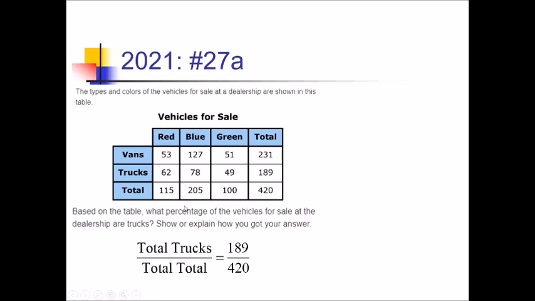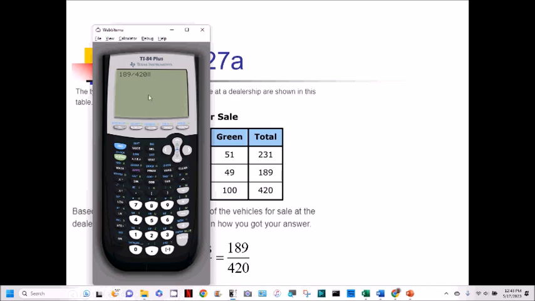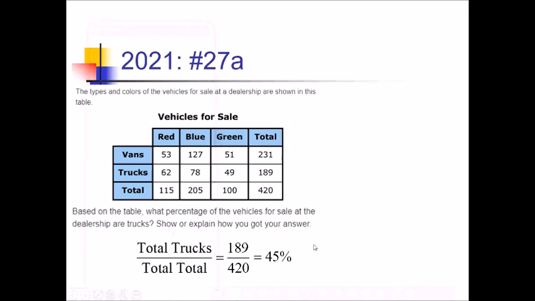And they said they want a percentage, so let's divide that on the calculator. So if we do 189 divided by 420, enter, that comes out to 0.45, which is equivalent to a percentage, if we move the decimal over, of 45%.